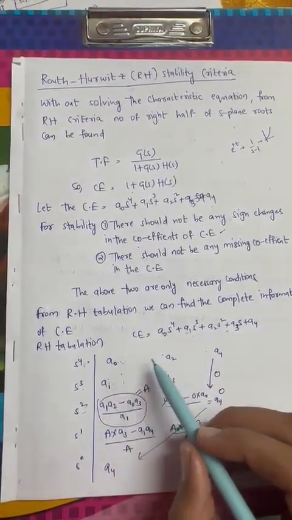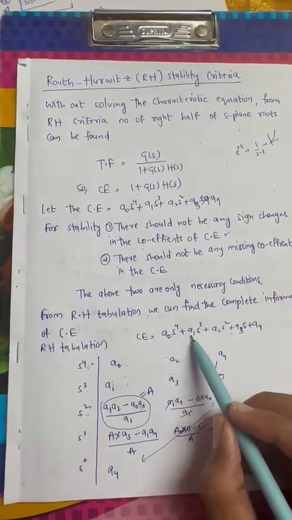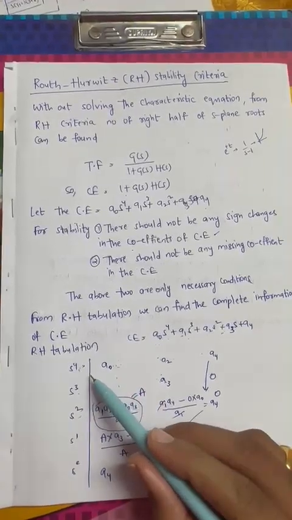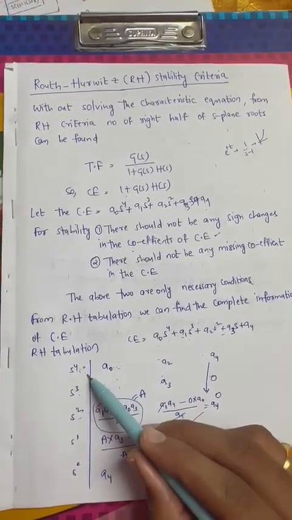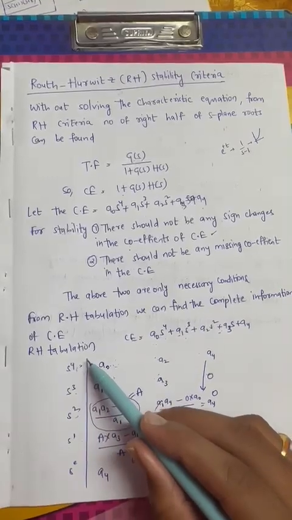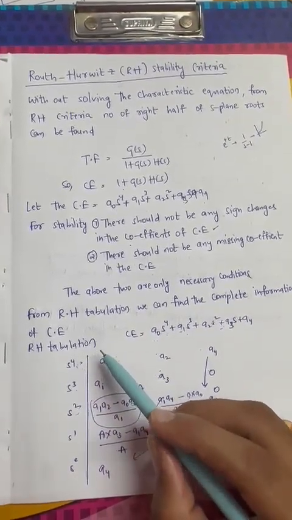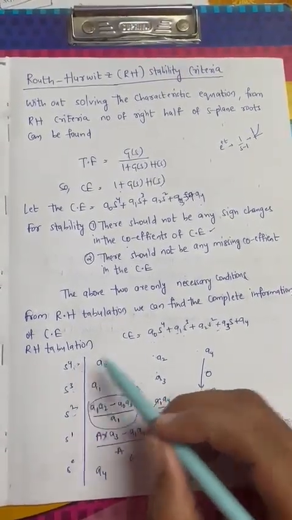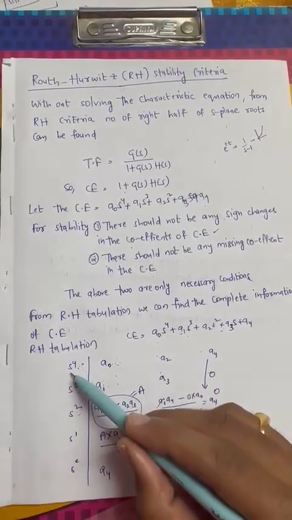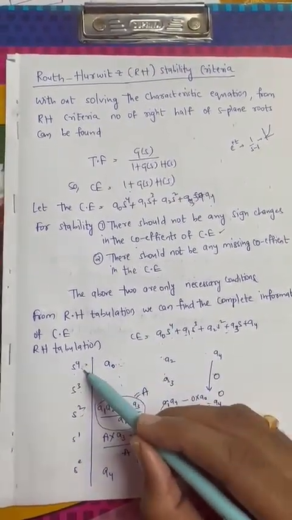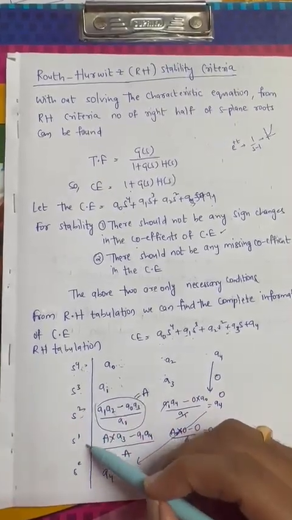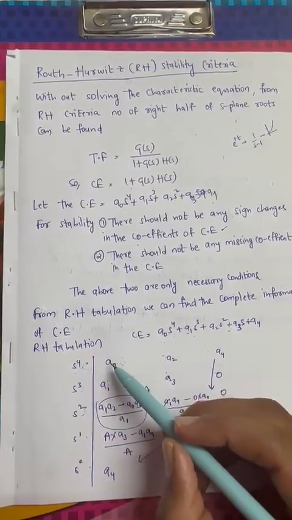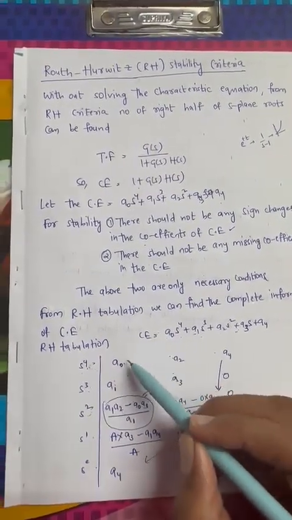For the RH tabulation, let the characteristic equation be a0 s power 4 plus a1 s cube plus a2 s square plus a3 s plus a4. For the RH tabulation, the simple method is to draw a straight vertical line. On the left hand side, write the highest power first, s power 4. Now in decreasing order, write the other powers: s cube, s square, s power 1, s power 0. Now on the right hand side, first write the coefficient of the highest order, a0.